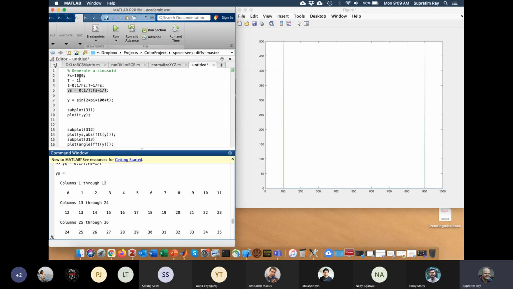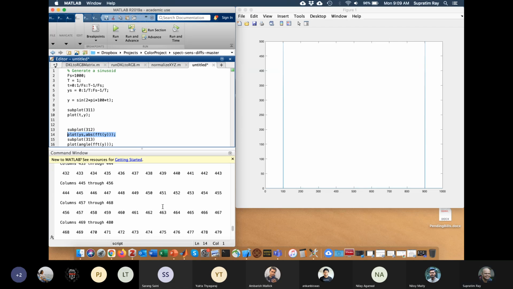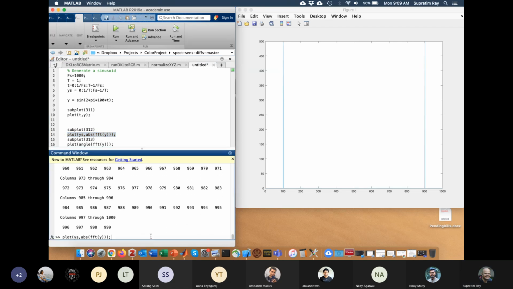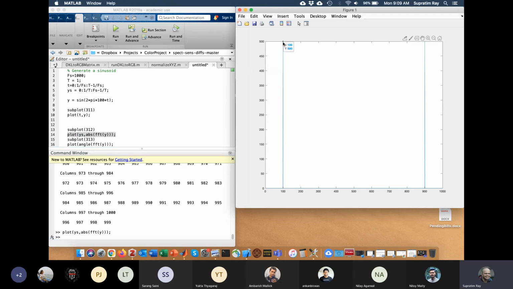If t was 2 seconds, for example, then the first one would have been 0, the second one would have been half. So my frequency resolution would be half a hertz, which is 1 by 2, because the time duration is 2 seconds. But nonetheless, in this case, it's 0, 1, 2, 3 up to 999. So if I now plot this, then it sits right at 100.